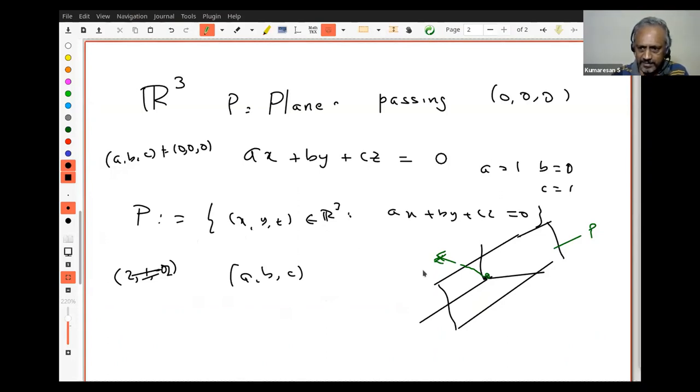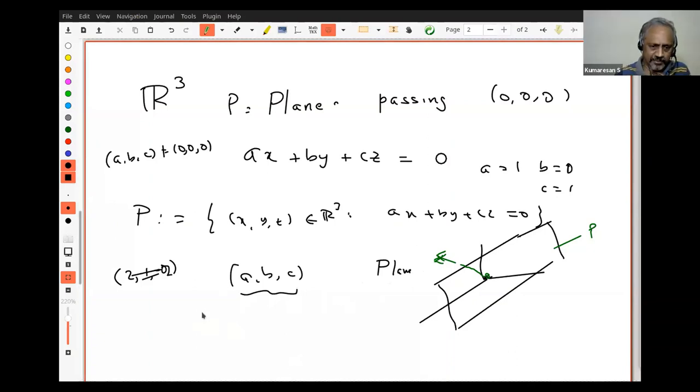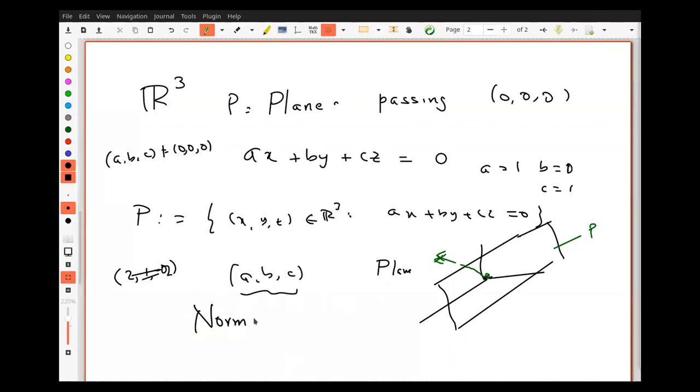Yes? Please say yes if you follow me, because I should know where you have difficulty so that I can stop and explain further if necessary. Now, what is the geometric meaning of a, b, c? Obviously a, b, c are geometrically related to P, the plane. Is there any relation? Does anybody know that? So they are the DRs, direction ratios of the plane. Yeah, but there is a much better word. Have you heard this word? Normal. Yes.